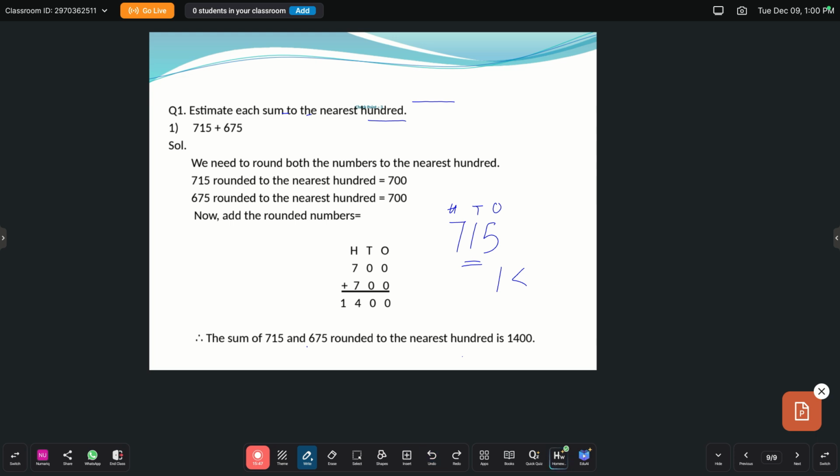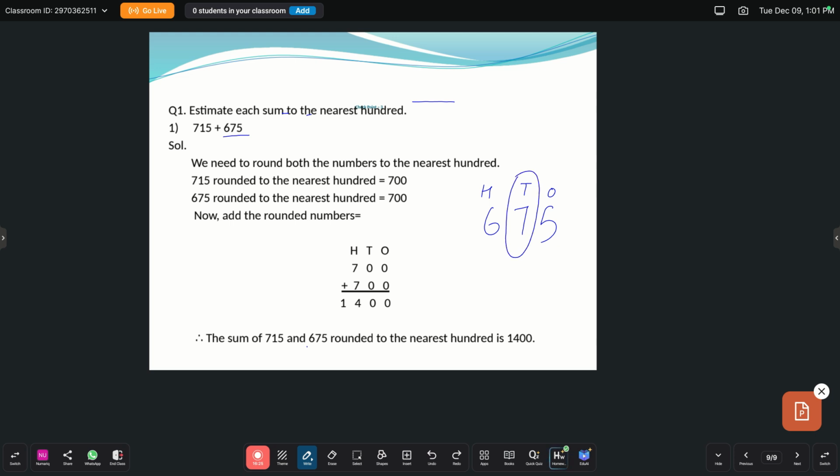And we have now another number, here we have 675. So here this 5 is at ones place, this 7 is at tens place, and this 6 is at hundreds place. Fine. So which digit do you have to check to round to the nearest 100? Whenever you have to round a number to the nearest 100, you have to check the digit at tens place.